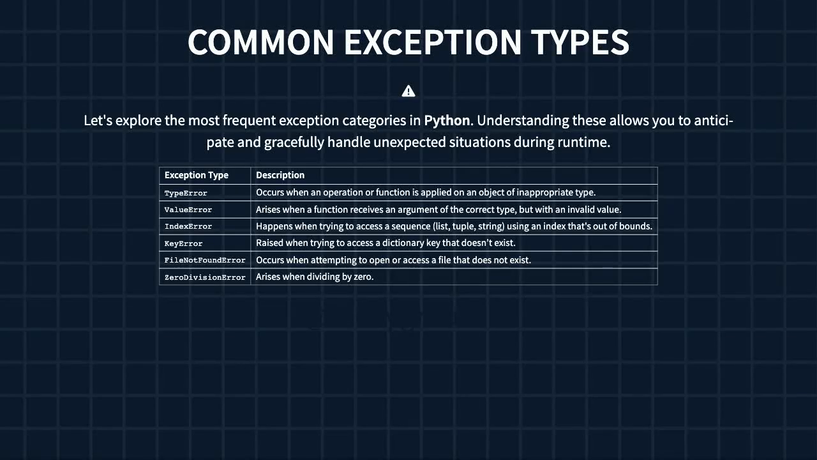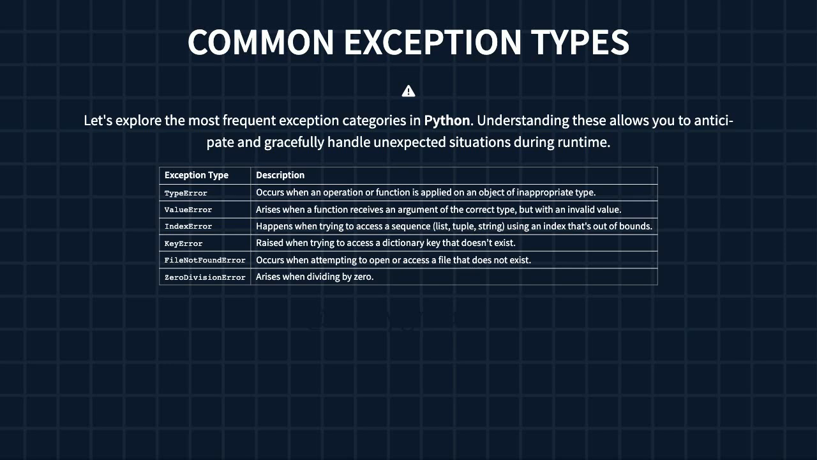Okay, so let's talk about common errors you might encounter in Python and really any programming language. We've got a few key categories. You'll often see TypeError popping up when you're trying to do something with the wrong kind of data. Think about accidentally adding a string to a number, for example. Then there's ValueError, which means your function received the correct type of data, but it just isn't valid, like passing an invalid date format.